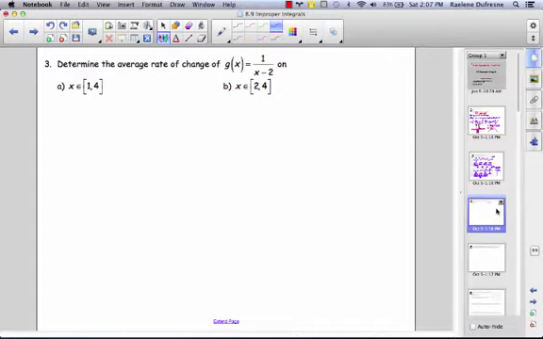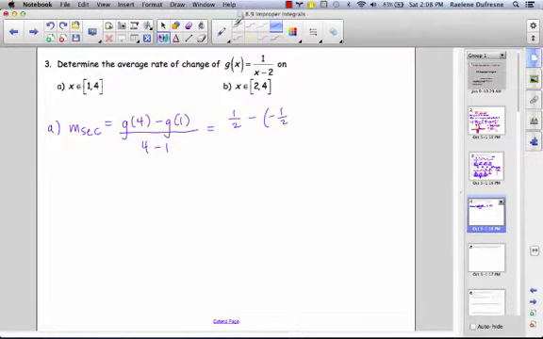In number 3, determine the average rate of change of g of x on the interval from 1 to 4. Well, when we look at this, we notice average rate of change is going to be a secant slope. And so we would look at g of 4 minus g of 1 all over 4 minus 1. And g of 4 is going to be 1 over 4 minus 2, which is 1/2, minus 1 over 1 minus 2, which is -1. Let's see that again. 1 minus 2 is -1. 1 over that is -1. All over 3, and so we will get 3/2 over 3, which is 1/2.